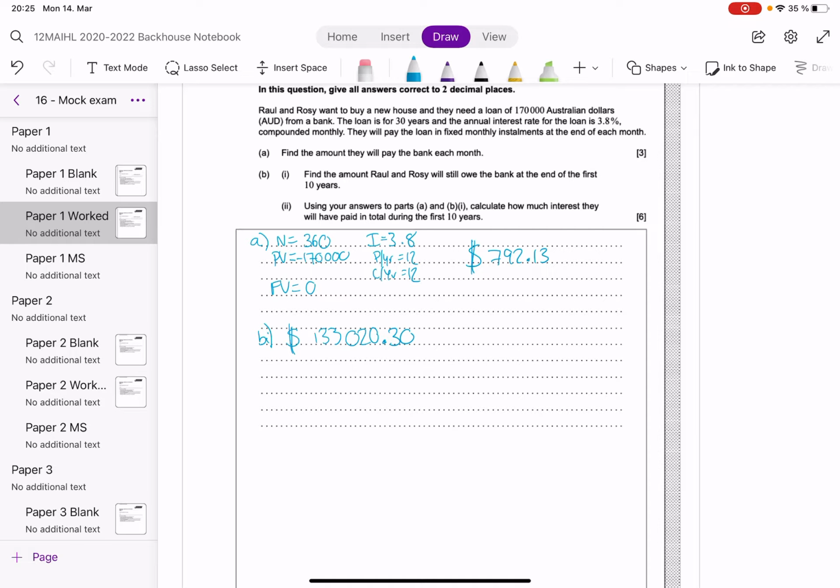Okay, part B2. This was the bit that had the most marks attached to it. I think it might have been worth 4 marks. Using your answers to part A and B1, calculate how much interest they will have paid in total during the first 10 years. Now, this is what one person did.